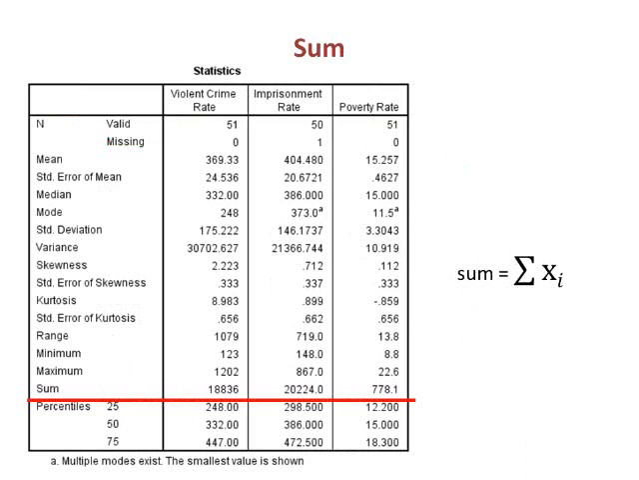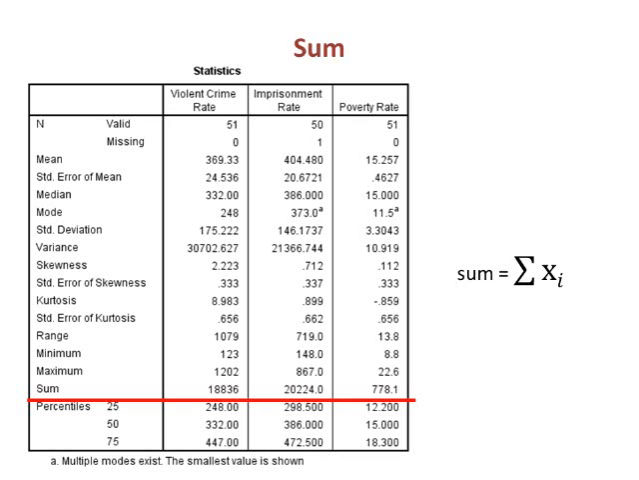Add all the values together and we get the sum. On the output, the sum is highlighted. On the right is how the sum is calculated. X subscript i means the ith value of the variable. There are a total of 51 possible i's, one for each observation. The squiggly thing is the Greek letter sigma, capitalized. In mathematical notation, sigma stands for sum. Thus, the equation says we should add the values of all the 51 observations together, or 50 in the case of imprisonment rate.